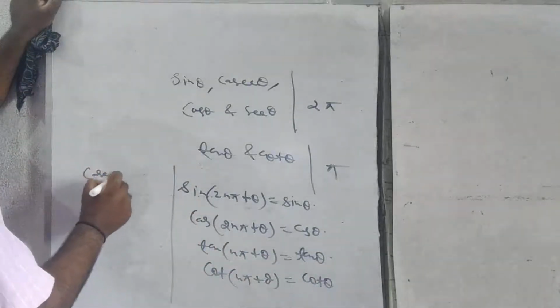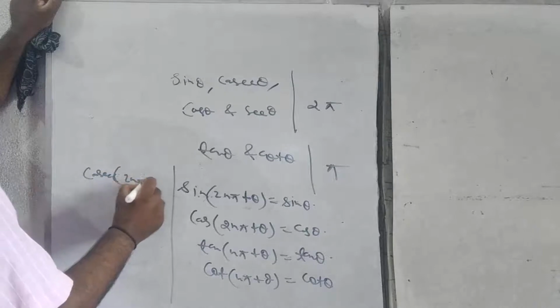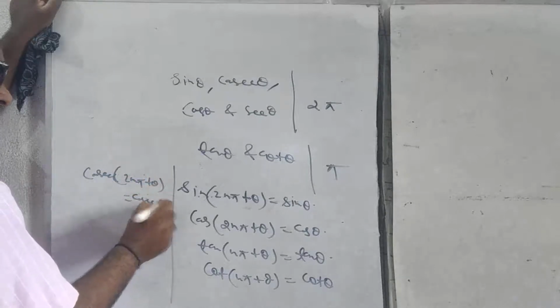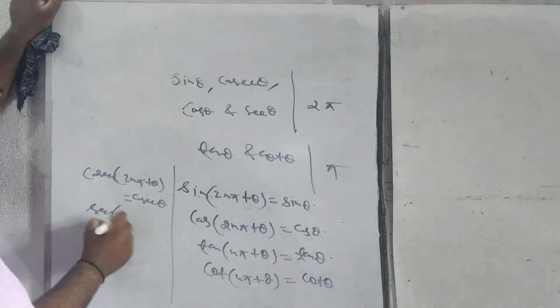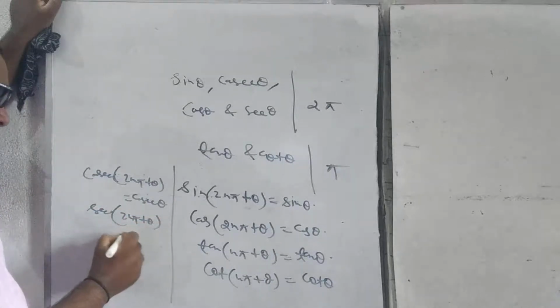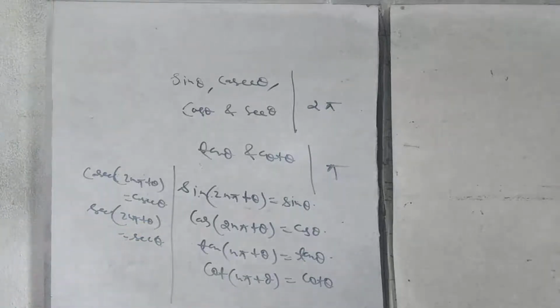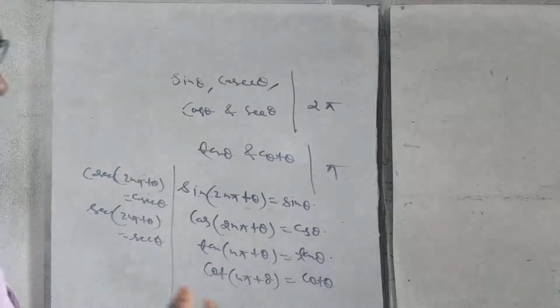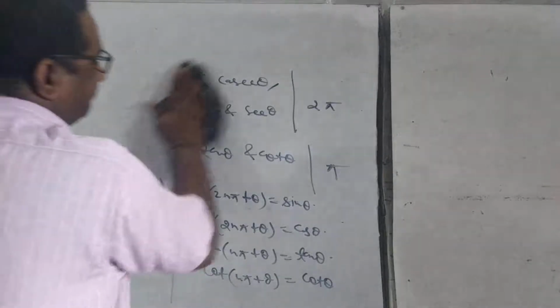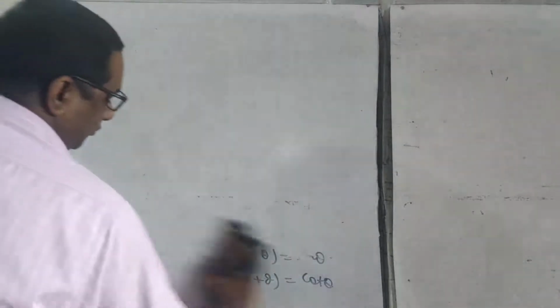Similarly, cosec of 2n pi plus theta is equal to cosec theta. Sec of 2n pi plus theta is equal to sec theta. These formulas are also used to find the sum value. So, the very first exercise of the circular function chapter or trigonometric function chapter is based on the concept of negative angle.